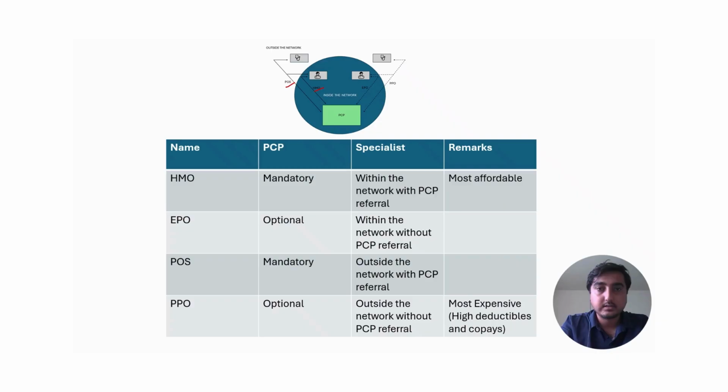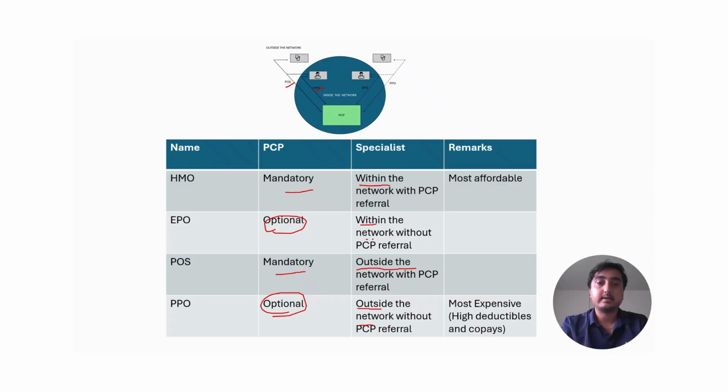In HMO and POS, the PCP is mandatory. In HMO, you can see the specialist only within the network. In POS, you can see the specialist outside the network, but you need a referral. And in EPO and PPO plans, the PCP is optional. You may or may not have a PCP, and in EPO you are only allowed to see a specialist within the network, whereas in the PPO plan you are allowed to see the specialist outside the network.